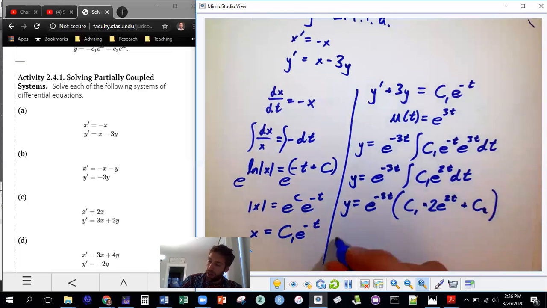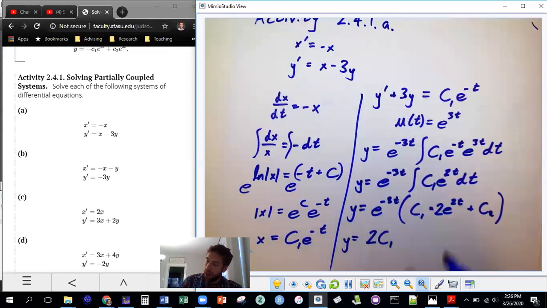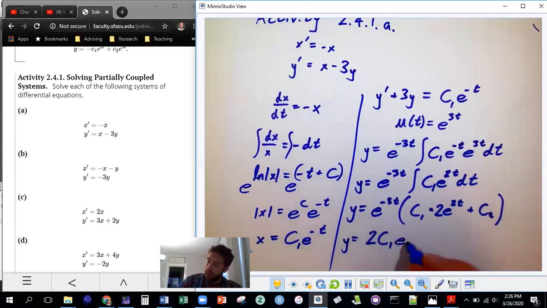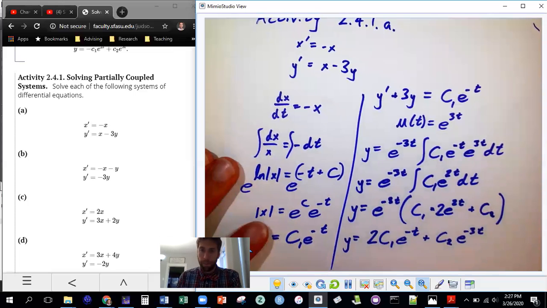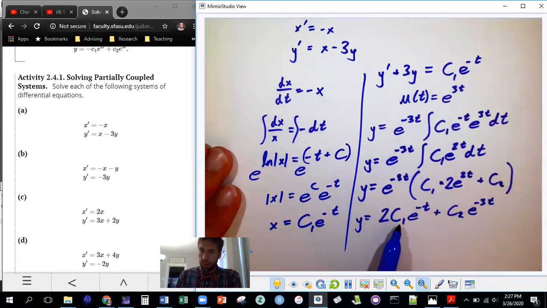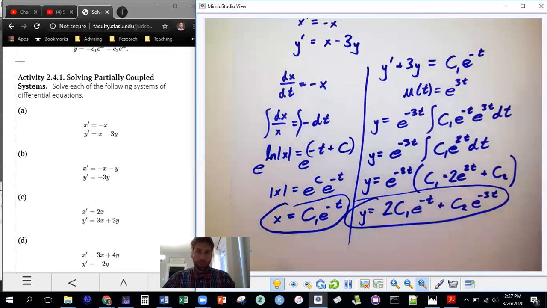Then y equals one half c1 times e to the 2t times e to the negative 3t, which is e to the negative t, plus c2 times e to the negative 3t. I kept that constant the same as that constant, so it's important to not let it swallow up any 2's or anything like that. So that is my final answer. That completes part A.